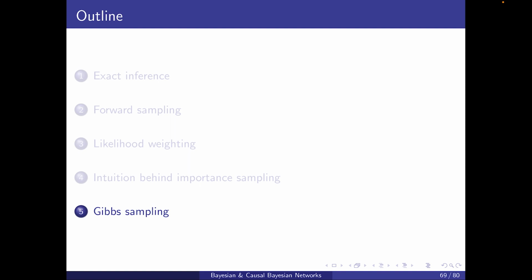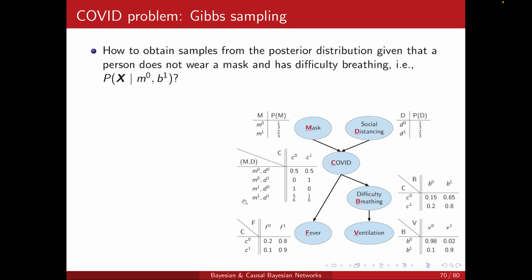Hello and welcome to section 5, Gibbs sampling. The motivating example here is how to obtain samples from the posterior distribution given that the person does not wear a mask and has difficulty breathing. So P of X, like all the remaining variables except for M0 and B1.